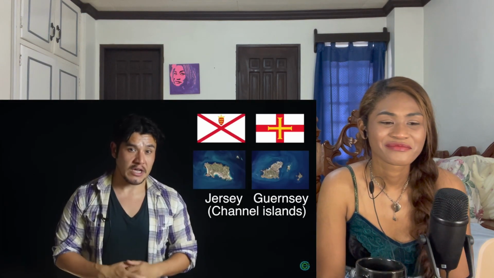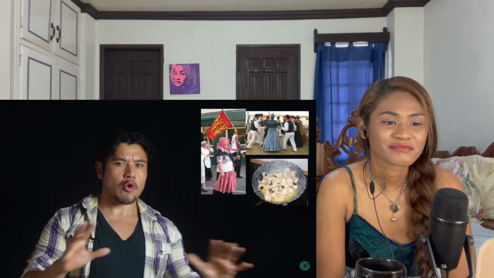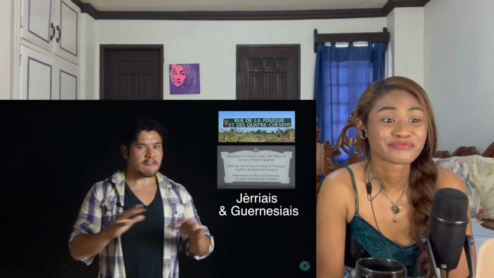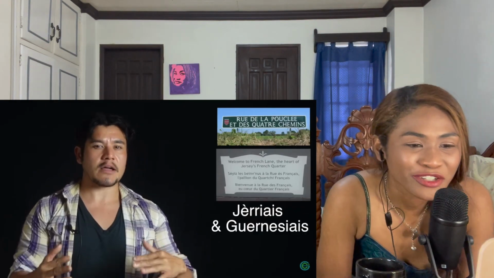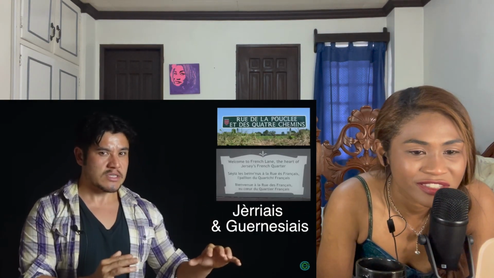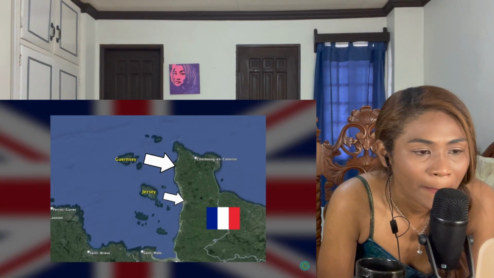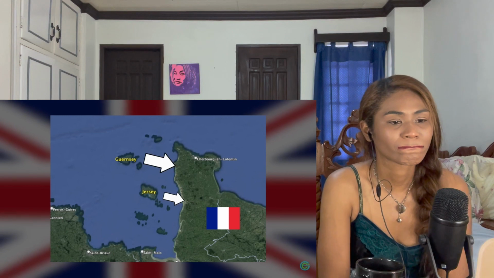Jersey and Guernsey, or the Channel Islands, on the other hand, are unique areas that have a fusion of British, Norman, and French culture. They even have their own kind of fusion languages, which are kind of like dialects of the ancient Norman language, which was like a predecessor of French. And many of the people in the islands are bilingual with French as well, due to the proximity and regular interaction with France. It's like right there.